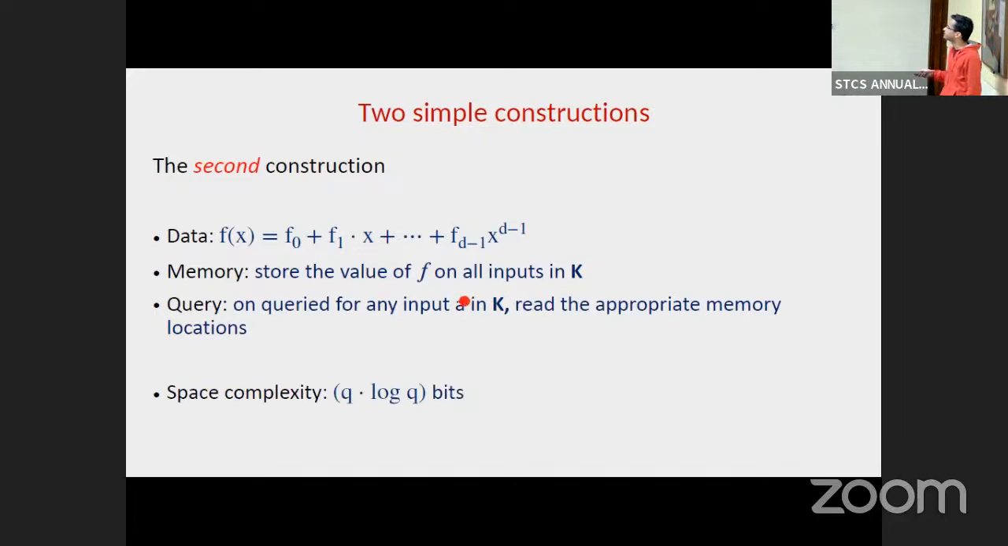The space complexity of this data structure is q log q. There are q elements, each of them will require a log q bit content. And the query complexity is log q, because you just go and read one of these. The space complexity is not that big. Again, q is like d to the 100.